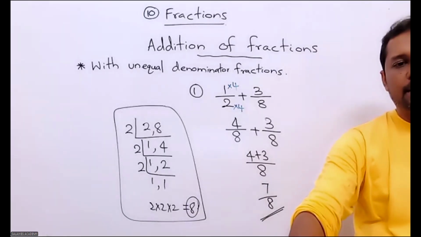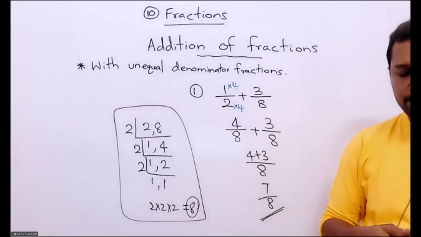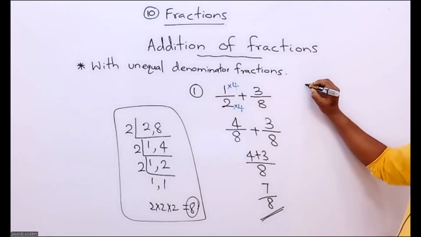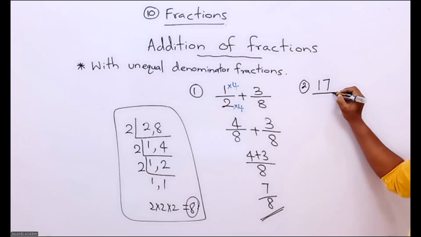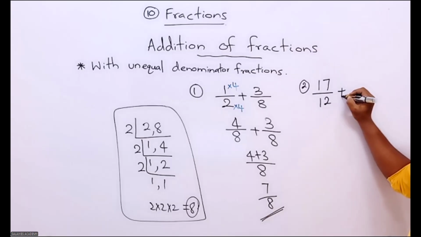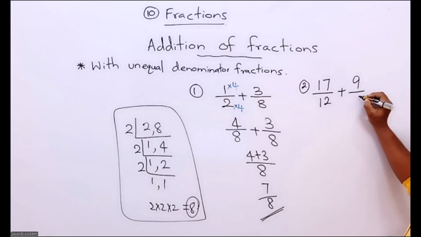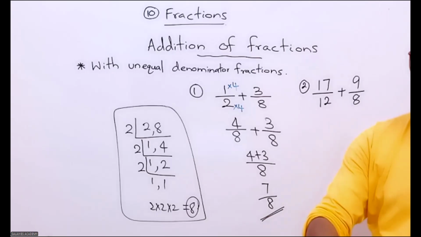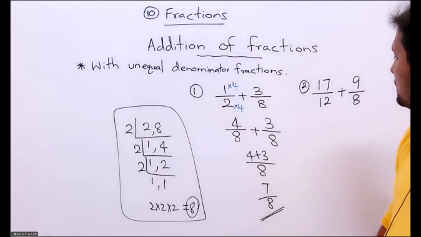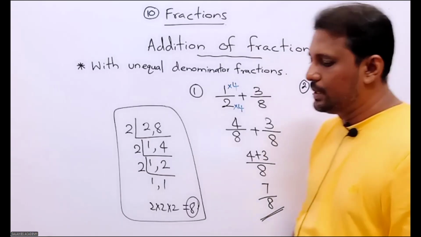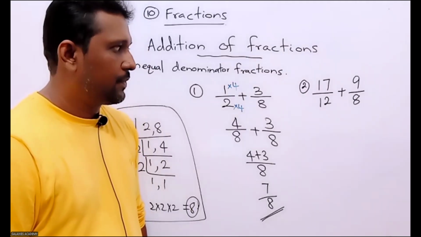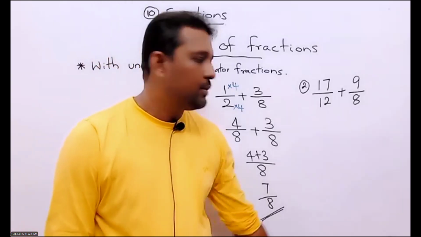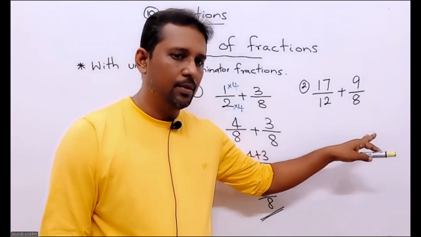Right. Okay. Then let's discuss another example. The second example, 17 over 12 add 9 over 8. Right? 17 over 12 add 9 over 8. Right. Then you check the two denominators, they are unequal, no? So what do you have to do?